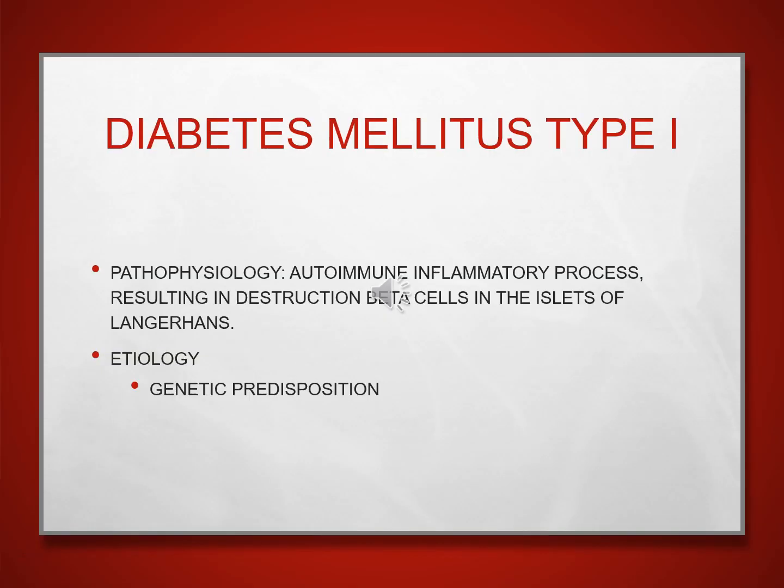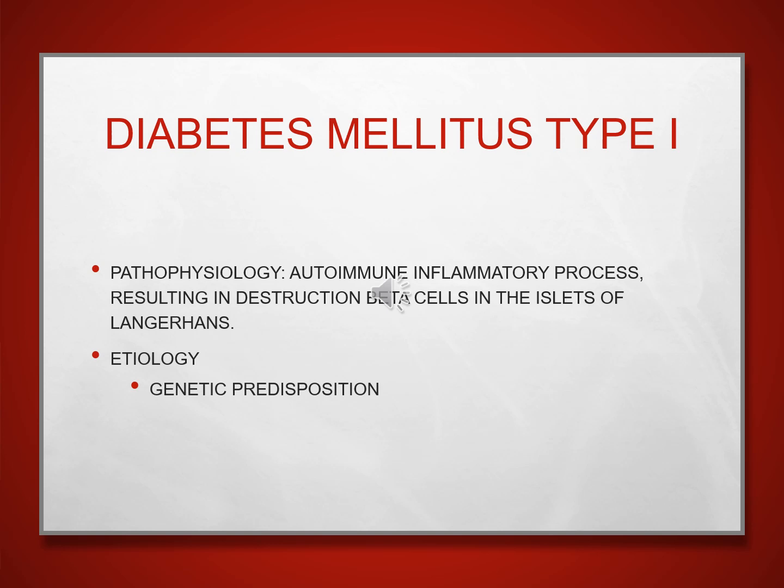Talk about diabetes mellitus. And keep in mind, type 1 is most commonly found in children. So as far as pathophysiology, it's an autoimmune inflammatory process resulting in the destruction of those beta cells in the islets of Langerhans. So generally, there is a genetic predisposition with this. It's the most common metabolic disease in children.